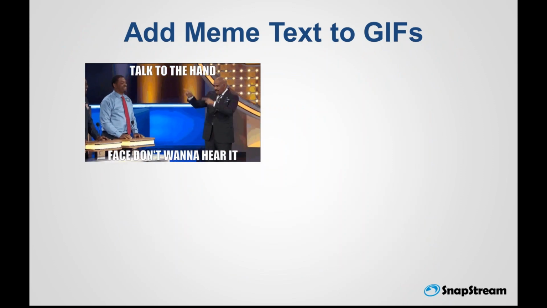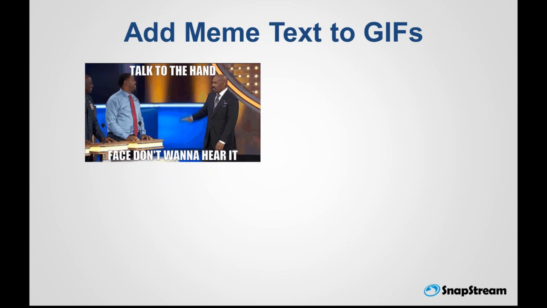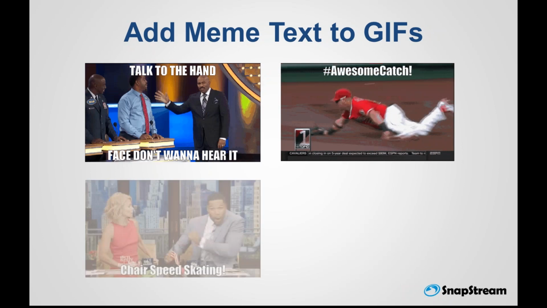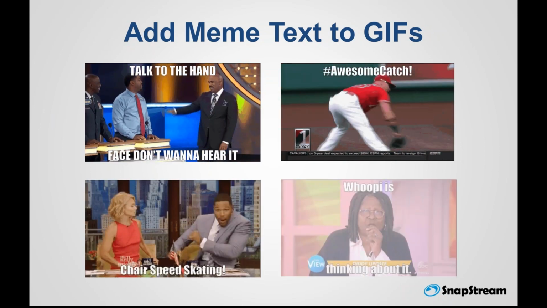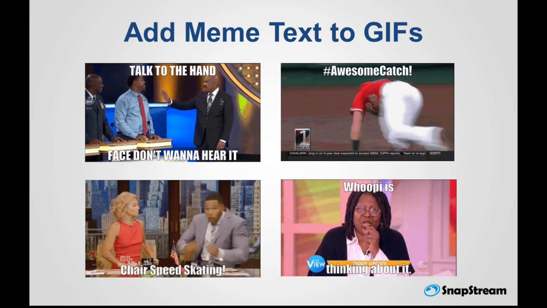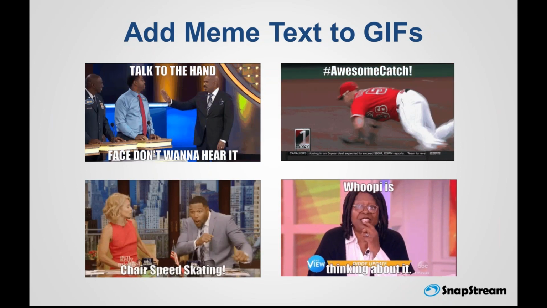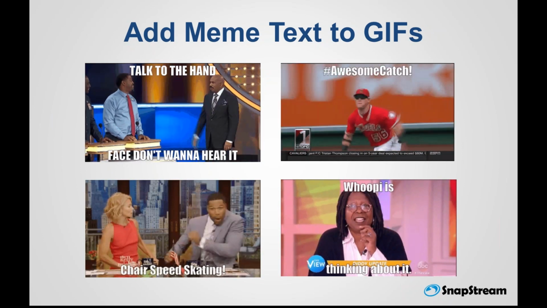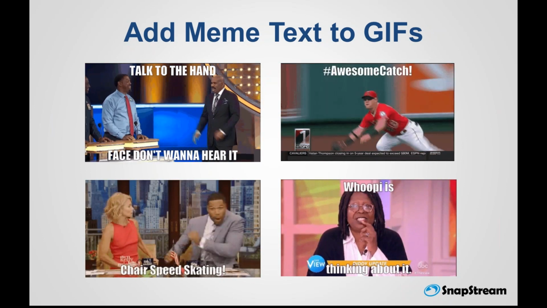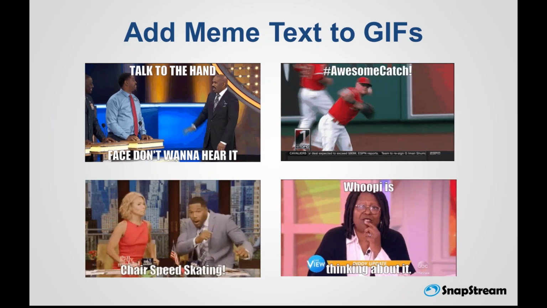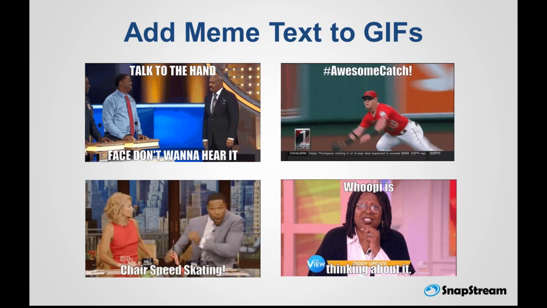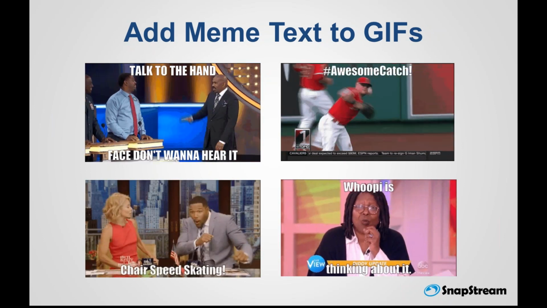But now we've taken it one step further, and now we have the ability to add meme text to animated GIFs. And you could do pretty cool things using this. If you are a TV show, you could create pretty awesome animated GIFs with meme text. If you post about sports, that's another great place where animated GIFs could be really useful. And now, SnapStream lets you do that. And I'll show you exactly how to do that, and it's pretty simple.